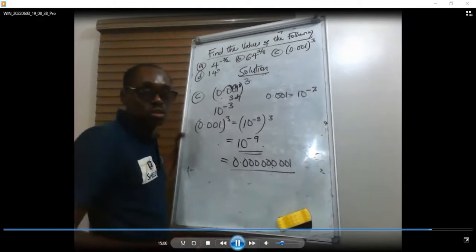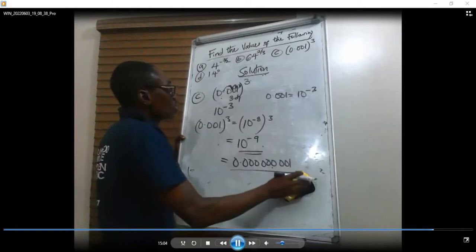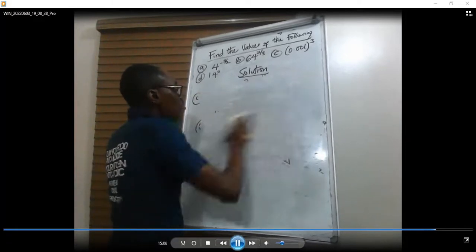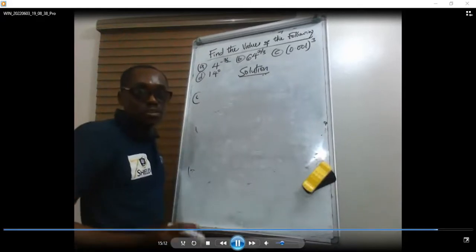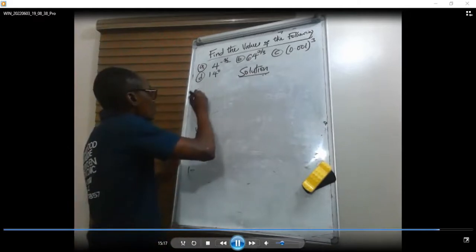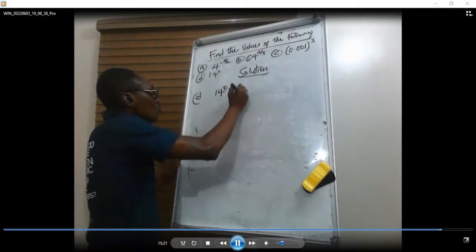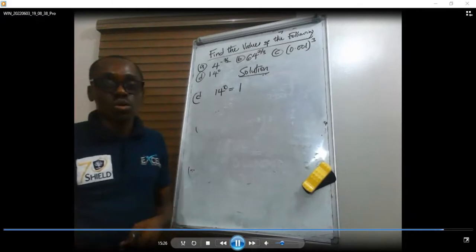So for the last one, which is 14 raised to power 0. Anything raised to power 0, from the last class, the rule states that any number raised to power 0 is equal to 1. So for D, 14 raised to power 0 is equal to 1. The final answer there is actually 1.